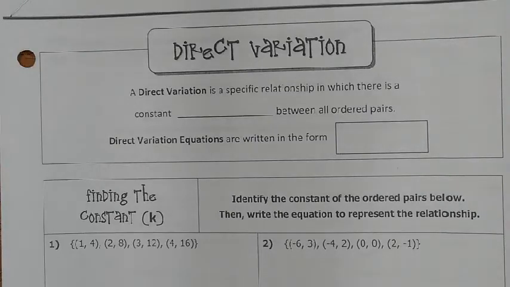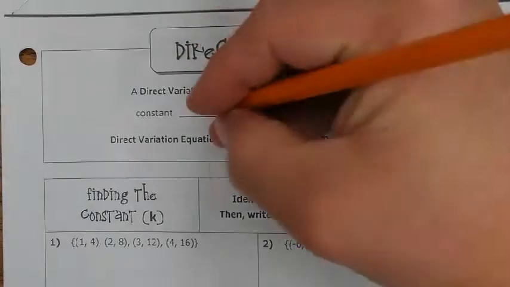Starting today is direct variation. We're going to go at this at a very fast pace. So we're talking about direct variation and inverse variation. Direct variation is a specific relationship in which there is a constant ratio.